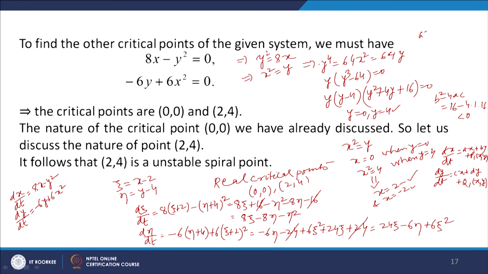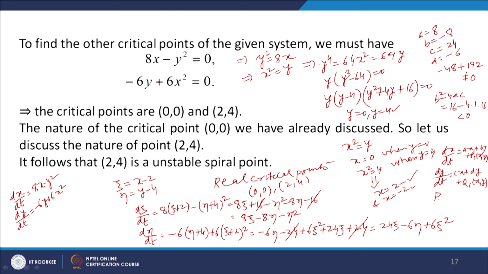You can see AD minus BC is not equal to 0. Here we have A equal to 8, B equal to minus 8, C is equal to 24 and D is equal to minus 6. So, AD is minus 48, and AD minus BC will be minus 48 plus 24 into 8. So, that will be 192. So, this is not 0.